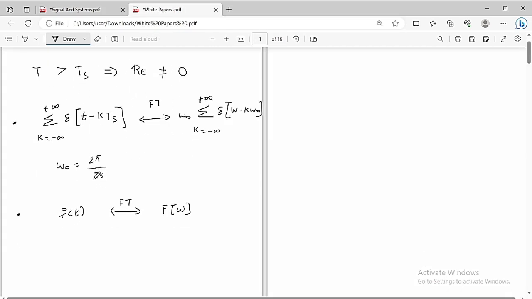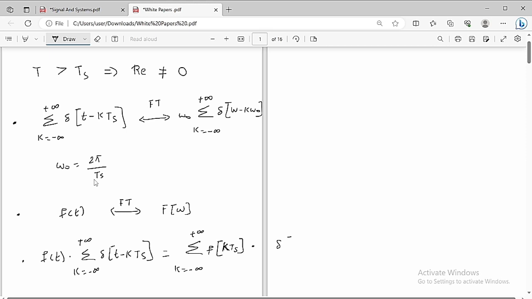Now what I will do is the multiplication of these two signals in the time domain. What I am going to get is f of t into sigma k equal to minus infinity to plus infinity delta of t minus kTs. If I multiply these two signals, what I am going to get is very simple: sigma k equal to minus infinity to plus infinity f of kTs into delta of t minus kTs. So in the time domain, if you multiply the signal, here t is nothing but kTs, so you have to take kTs. This is the overall signal that we are going to get.